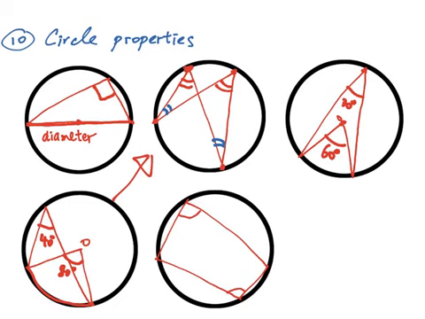For this one, 4 points are at the circumference, but for this one, 3 points are at the circumference, 1 point at the center. Okay, the last one, 4 points touching the circumference. It is a quadrilateral. The opposite angles, for example A and B, so A plus B is equal to 180 degrees.